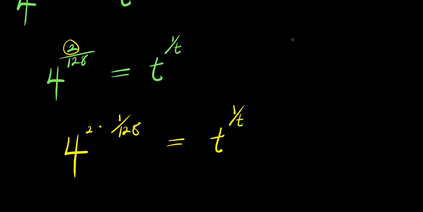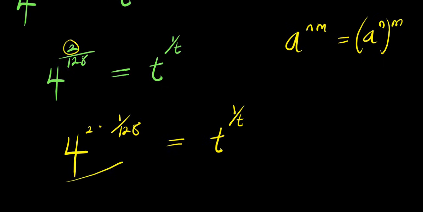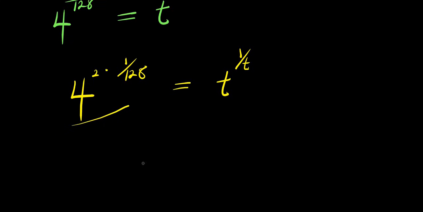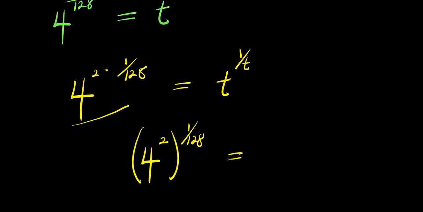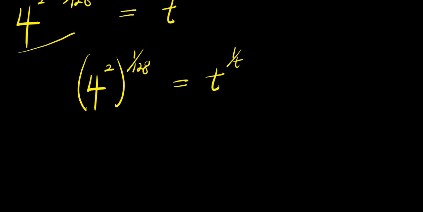So remember the same identity, a power n times m equals a power n to the power of m. Applying that here, I have 4 power 2 raised to the power of 1 over 128 equals t power 1 over t. And 4 power 2 is 4 times 4, that is 16. I have 16 power 1 over 128 equals t power 1 over t.